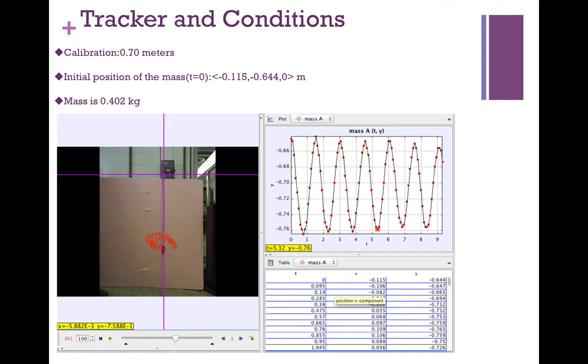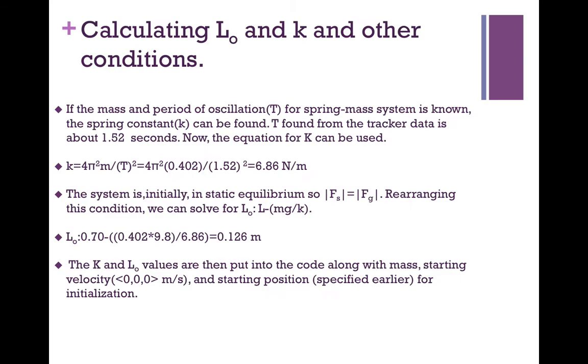This is a snapshot of Tracker. You can see a graph of the y position of the mass, which we use as our point of mass. Calibration was used from the attachment point to the mass in one frame. We have the initial position of the mass to start out the motion and the actual mass.